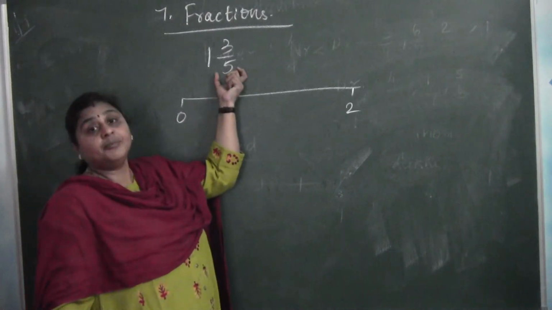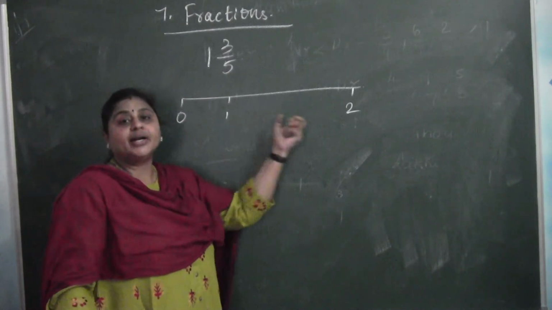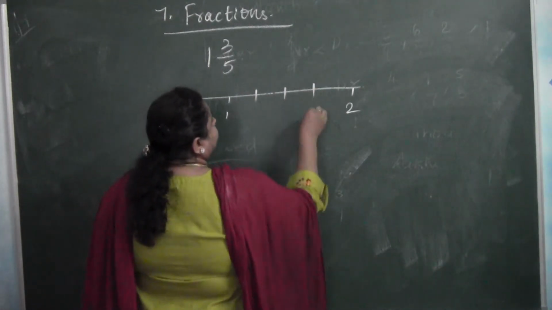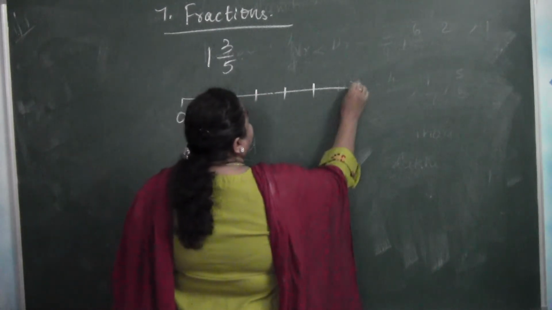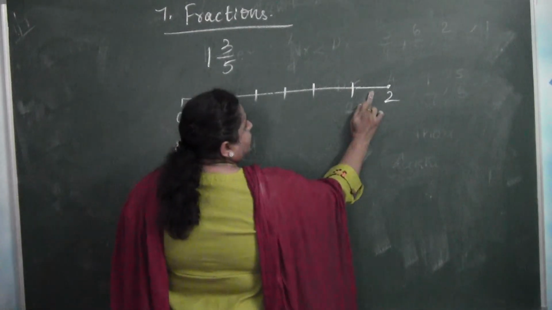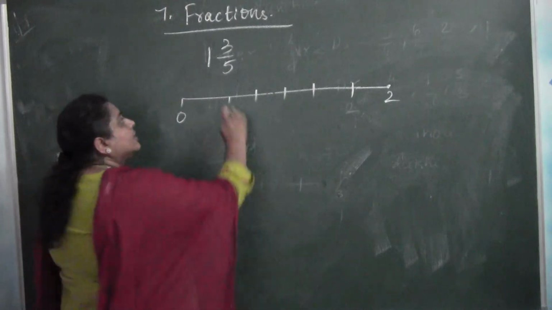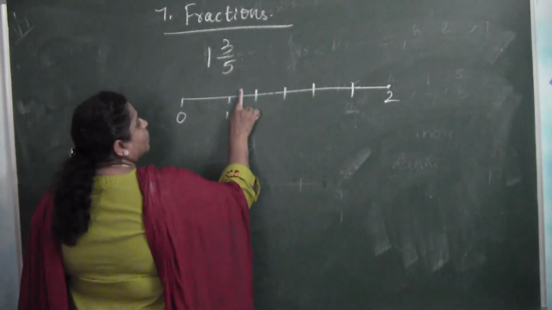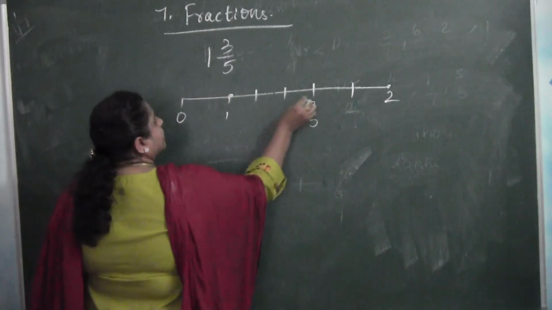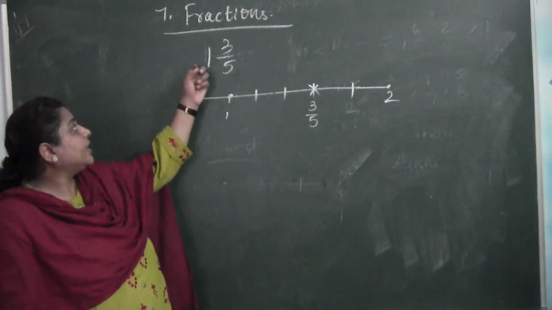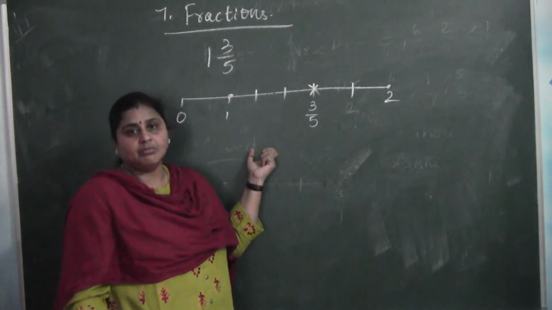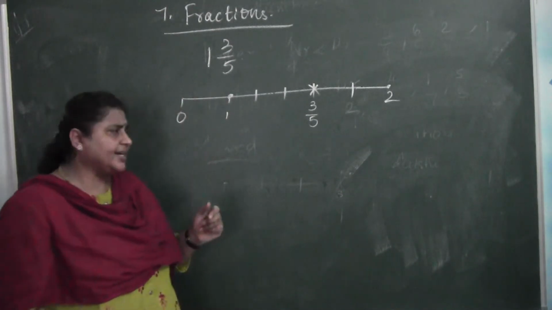Now what is my denominator? 5. Come on, divide 1 and 2 into 5 parts. 1 2 3 4 5 parts. I have divided into 5 parts. Now the numerator is 3. 1 2 3. This is 3 by 5. 1 3 by 5 is nothing but your mixed fraction. This is how you will represent a mixed fraction on the number line. Got it, children? That's it. Very simple it is.